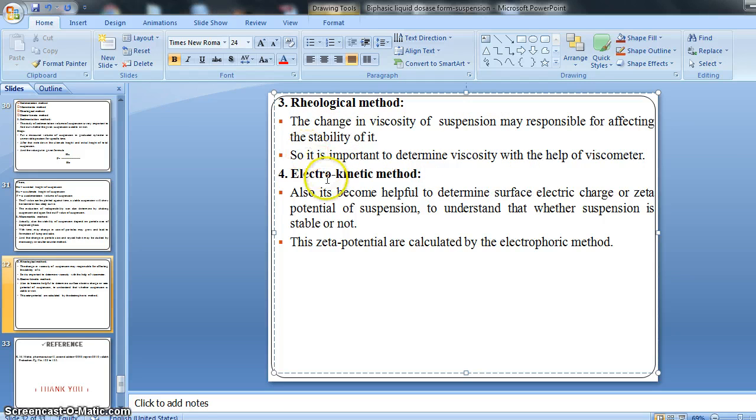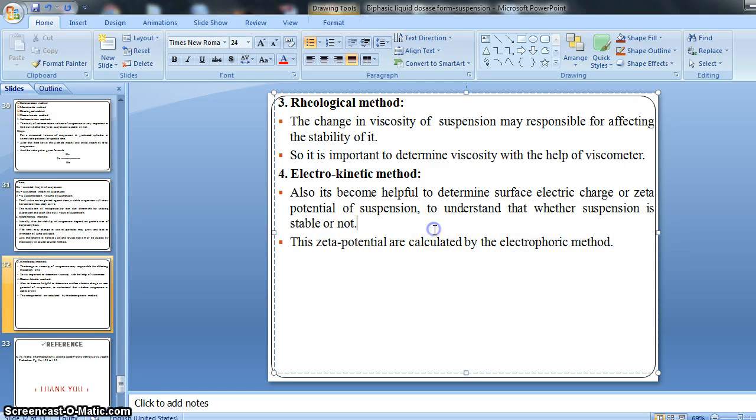Right. Then the electrokinetic method. So let's see what that is. It is helpful to determine the surface electric charge, or zeta potential, of a suspension to understand whether the suspension is stable or not. This zeta potential is calculated by the electrophoretic method, right?